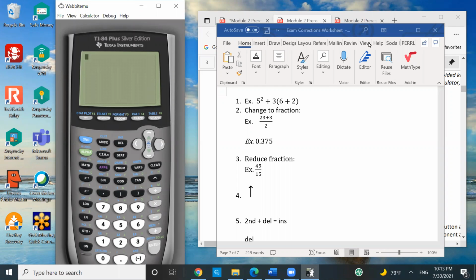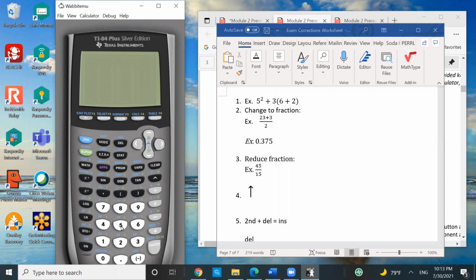In this video, let me introduce some basic features of the TI-84. For the first one, let's evaluate this expression in the calculator. That's 5 squared plus 3 times 6 plus 2. Just input all of this expression, following the order of this.